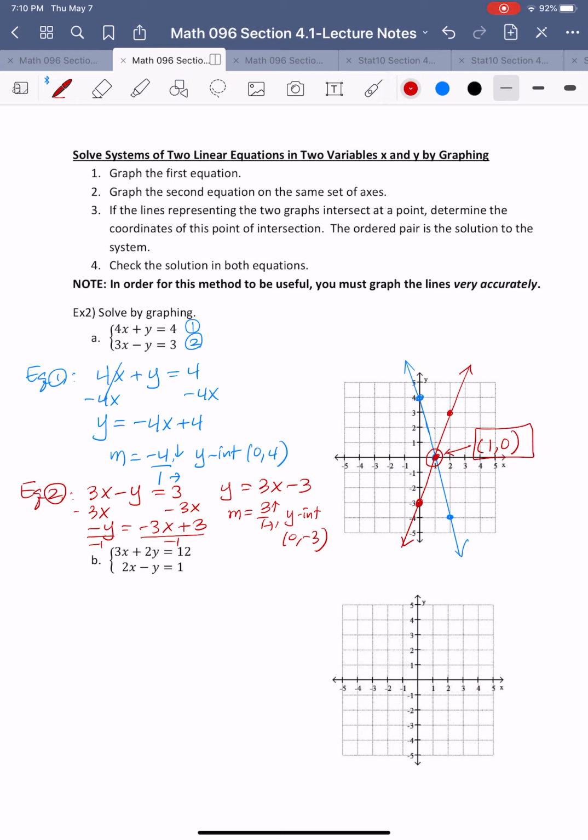Now in the second system, okay, I'm going to solve for y too. So that's an easier way. So pull the equation 1 out. I have 3x plus 2y equals 12. So for y, subtract 3x from both sides. 2y equals negative 3x plus 12. And divide by 2. I got y equals negative 3 over 2 x plus 6.